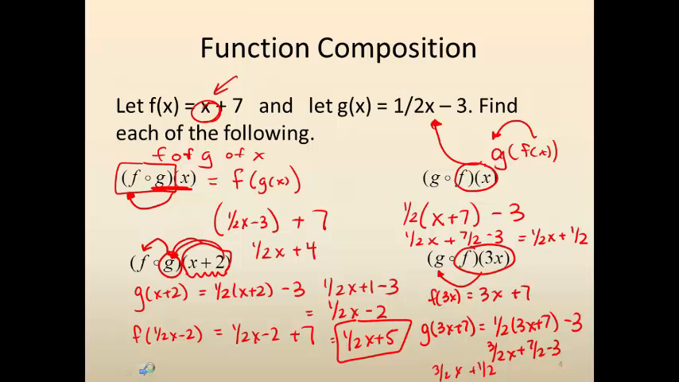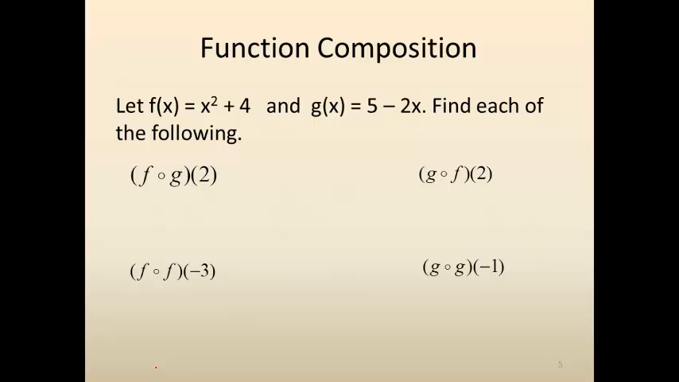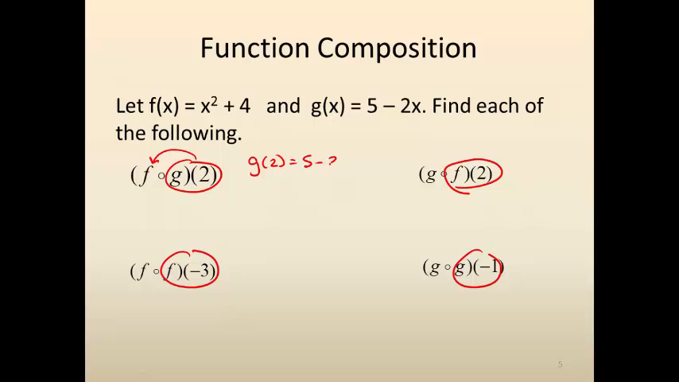All right, we got one thing left, and that is if there's numbers involved. Well, it's no different. I'm just going to find g of 2 and put that result into f. And so the same thing happens here. Whatever you get for the two that are closest together, that goes inside for the other function. So g of 2 is 5 minus 2 times 2, or 1. And then f of 1, so it's f of the result of that, is 1 squared plus 4, or 5.